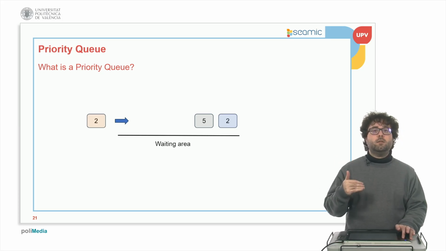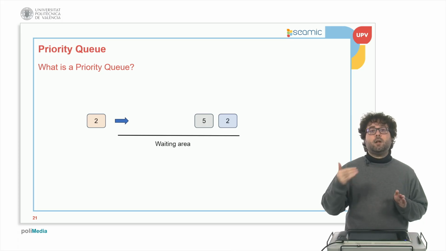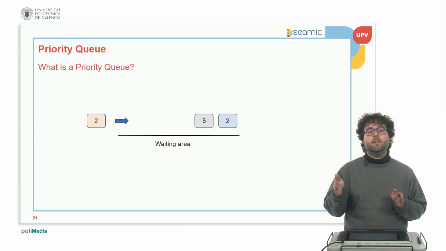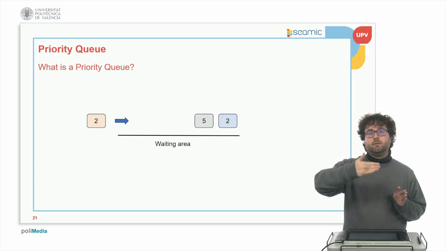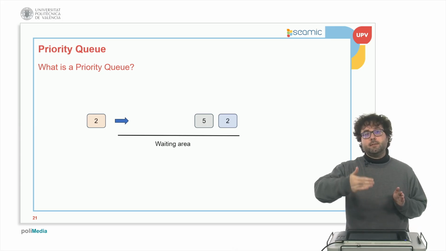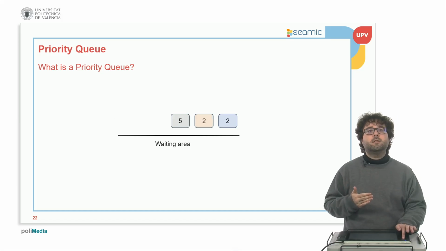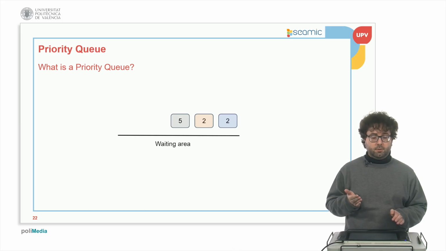Now when a new element comes, the same will happen. In this case, since this new element has the same priority as the first element, it will be placed behind the element with priority value 5, taking the place following the next one with the same priority. So it will take the second position.